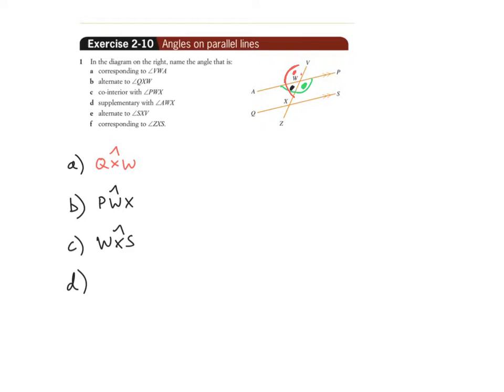So that first angle that's supplementary with AWX will be, the green one is PWX. Should have made that green actually. PWX. Or the red one, which is AWV.